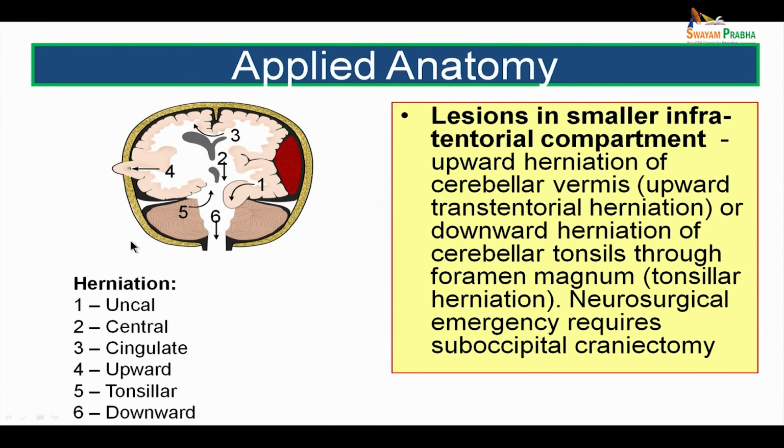The picture here shows us different types of herniations like the uncal herniation which we saw in the previous applied anatomy point. There could be a central herniation, cingulate herniation, upward herniation, tonsillar herniation or a downward herniation.